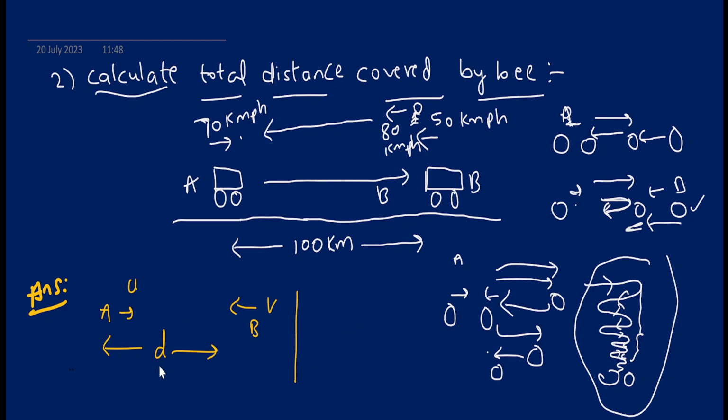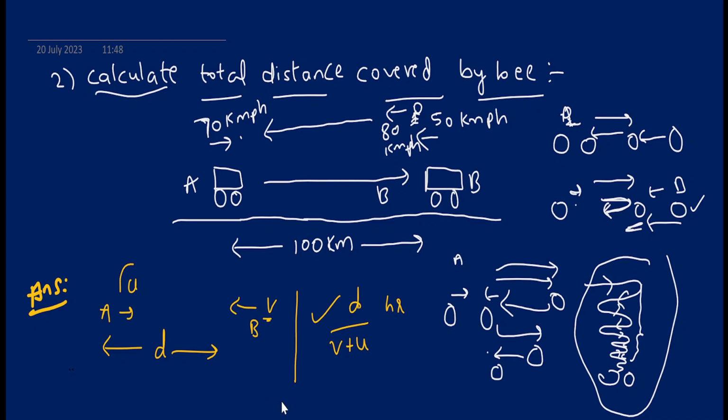You can see this distance d will be decreasing at the speed of u from this direction, and it will be diminished with the velocity v from this direction. So it is decreasing at the speed of v plus u kmph from both directions. So it will take d by (v plus u) hours to collide. If you're fine with this, let's solve the next part of the problem.